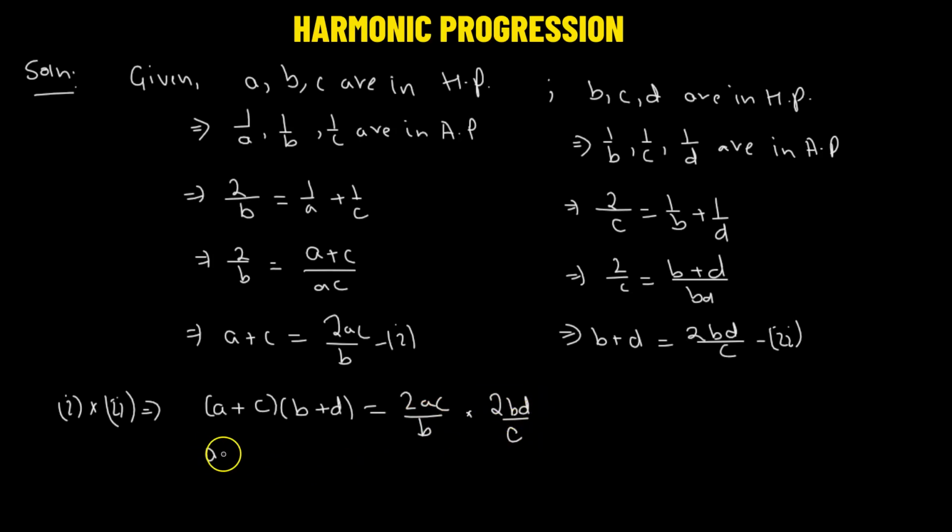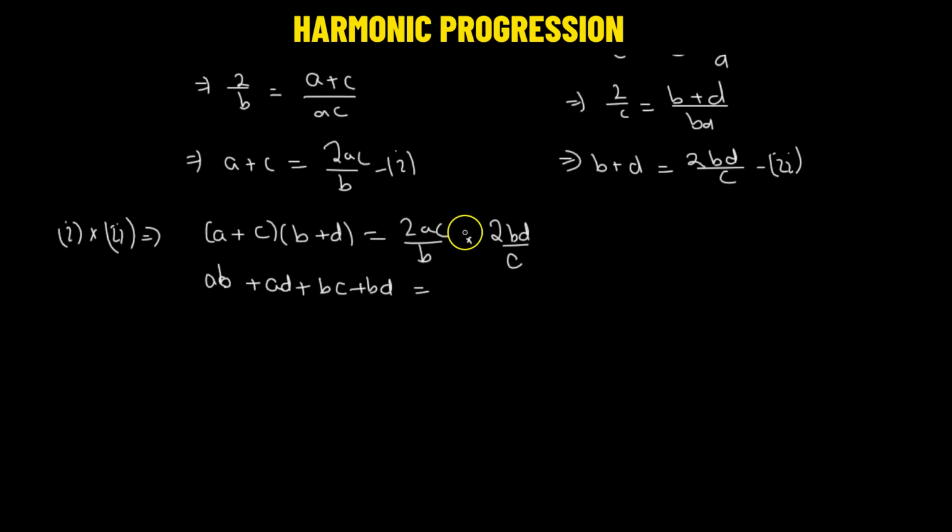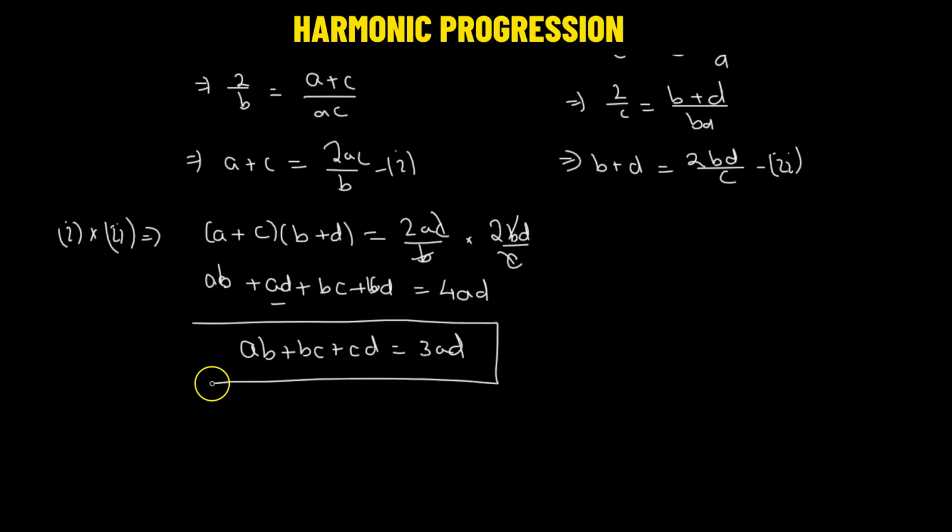Fine. So we have AB plus AD plus BC plus BD, and this will be equal to, here we have B from the numerator and the denominator factoring out, and C from the numerator and the denominator factoring out. So we have 4 times AD. So finally we get AB plus BC plus CD, and this will be equal to AD. If we transpose it to the right hand side and subtract it from 4AD, we get 3AD. So therefore the value of AB plus BC plus CD is going to be 3AD.